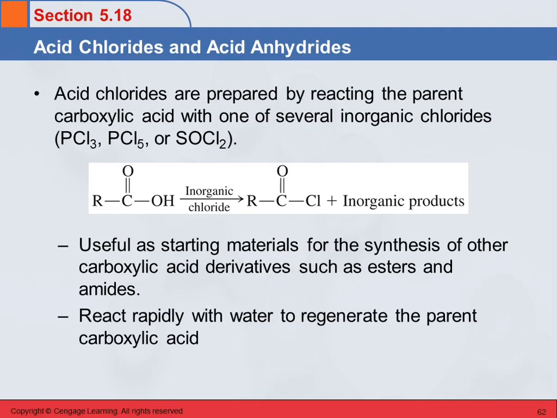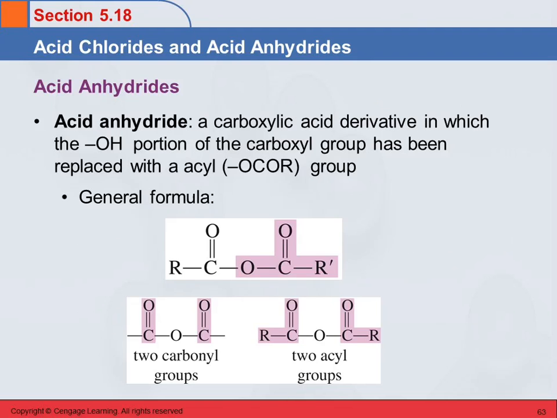Acid chlorides are very useful as starting materials for synthesis of other carboxylic acid derivatives, like esters and amides, because they are very reactive. They react rapidly in water to regenerate the parent carboxylic acid. So if you take this acid chloride and add water to it, the OH will come back and you'll get your original carboxylic acid back. So these acid chlorides are not present in living tissue because everything in the body is pretty much aqueous. And so anytime they come into contact with water, they turn right back into a carboxylic acid.